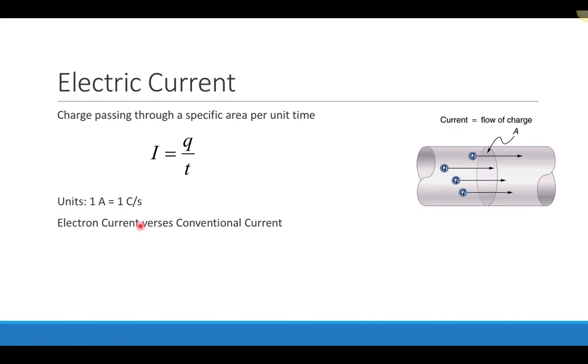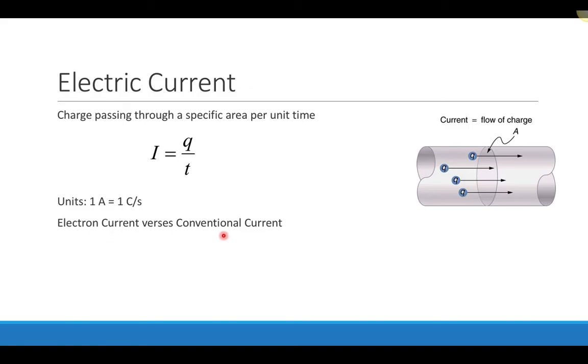So the cars would represent the electrons, and then you're just counting how many go by in a given amount of time. There's two ways that we can describe electrical current. There's something called electron current versus conventional current. Electron current is actually the direction of the current flow that the electrons would go. That's actually what's going on in the circuit. Electrons are what are moving around the circuit.